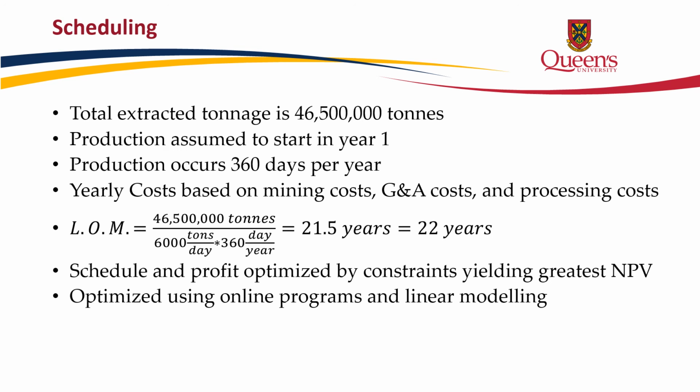Assuming production starts in year 1 at 360 days per year, and the daily tonnage remains constant throughout mine production, the life of mine is calculated to be 22 years. Yearly costs will be based on mining costs, G&A costs, and processing costs. If the schedule were to be optimized to yield the greatest NPV, this can be done using online programs and linear modeling.